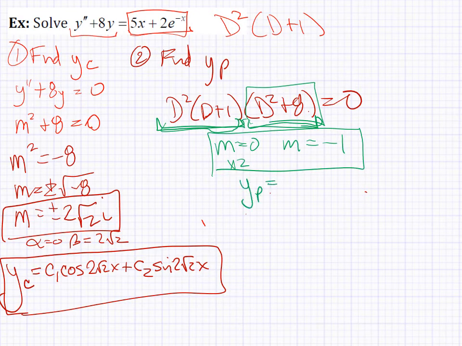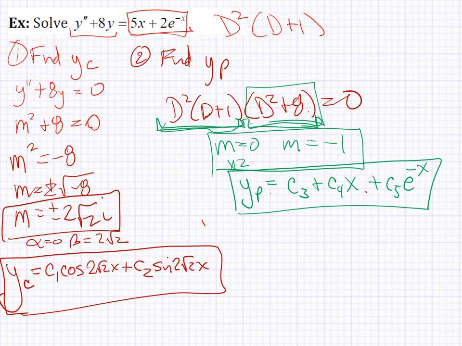So my y sub p is going to be c3 e to the 0x plus c4x e to the 0x. I'm not going to write e to the 0x because that's going to be 1. And plus c5 e to the negative x. Again, that's all going to be the new piece. So there's your y sub p's form. Once you have the y sub p's form, we're going to have to take the derivative of it. So that's going to be c4 minus c5 e to the negative x. And the second derivative would be c5 e to the negative x.